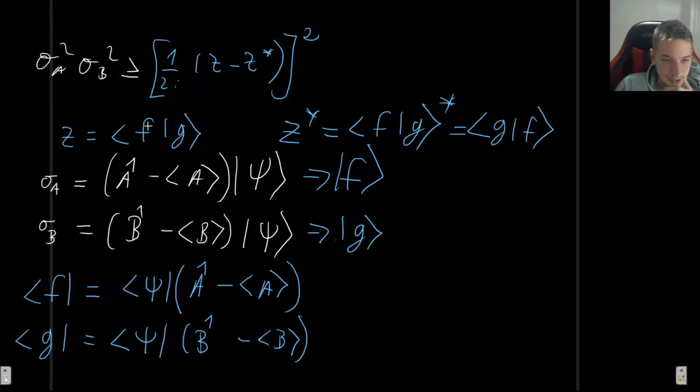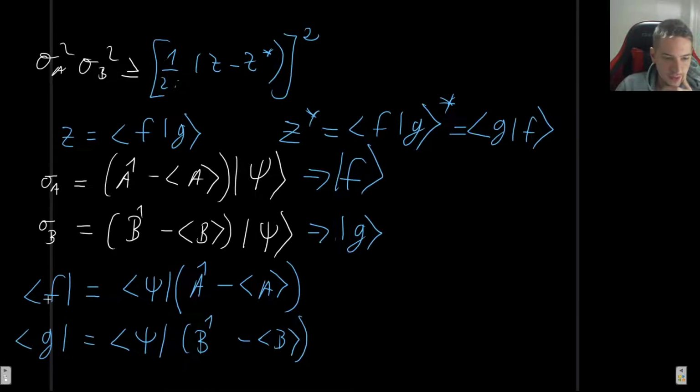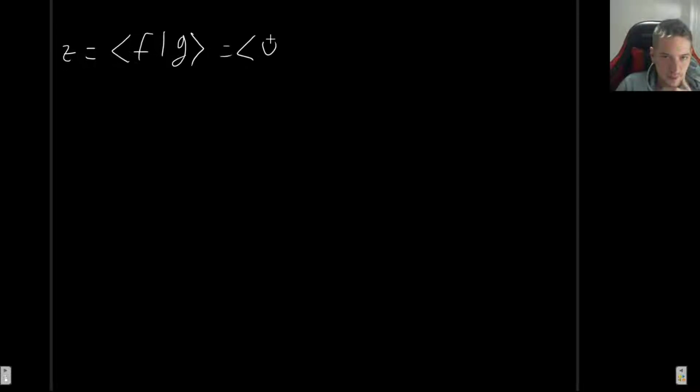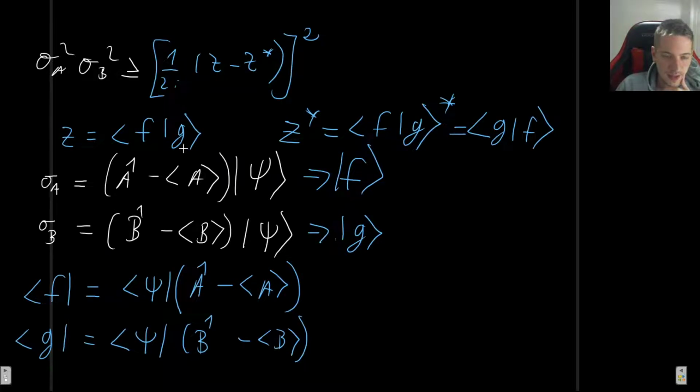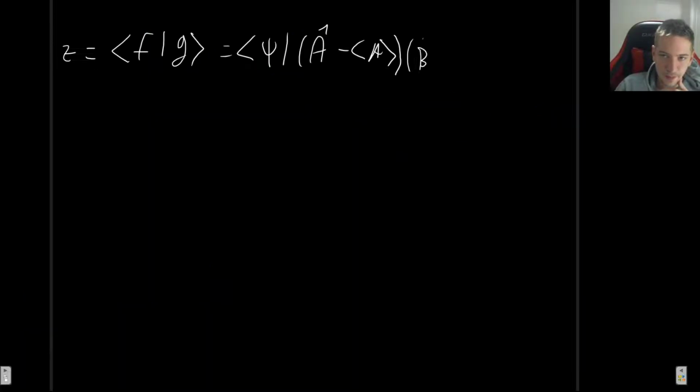Okay, so now let us go ahead and find Z first. Let's go for Z, which we said is just bra of F, ket of G. So what is bra of F? It is bra of psi, A minus the expectation value of A. And what do we have then? We have the ket of G, which is this right here. So this is going to be B minus expectation value of B, and all of this acting on the ket of psi. So now we have this product in the middle.